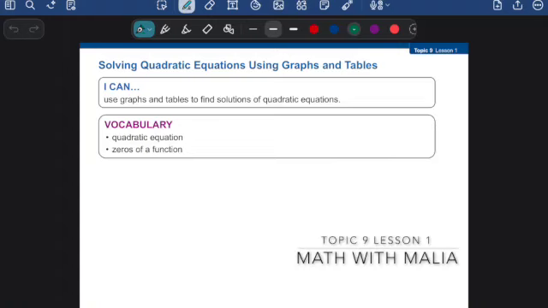Today we're doing Savvas enVision Algebra 1, Topic 9, Lesson 1, Solving Quadratic Equations Using Graphs and Tables. After this lesson, you'll be able to use graphs and tables to find solutions to quadratic equations.